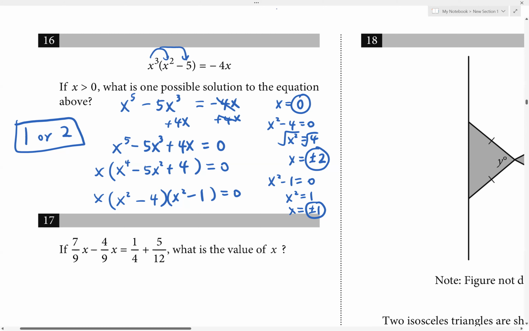Okay, so for number 16, we can have either 1 or 2. Either one should be correct.